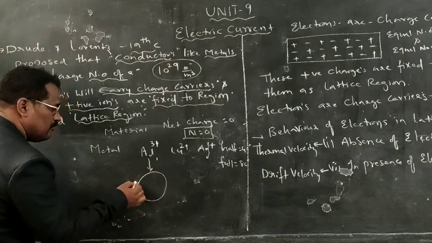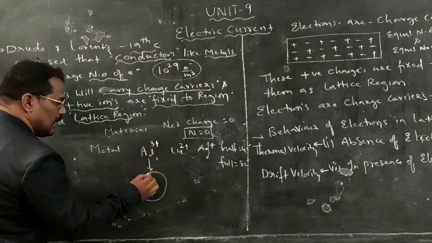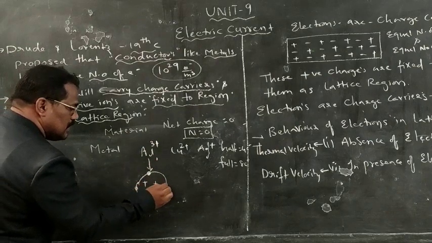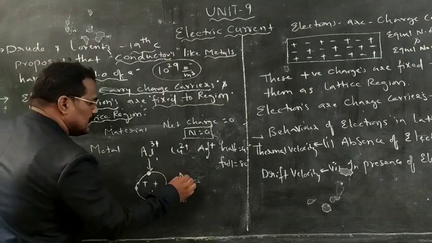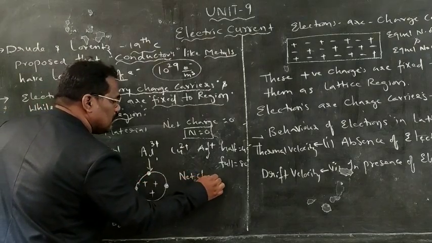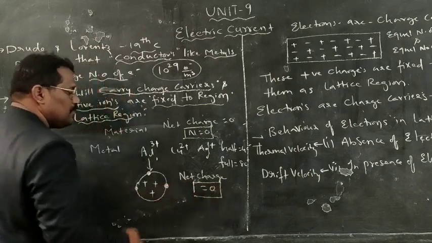If this is an aluminium element having 3 positive charges, 3 electrons, and 3 electrons in the outermost shell, therefore, by default, its net charge will be equal to 0.